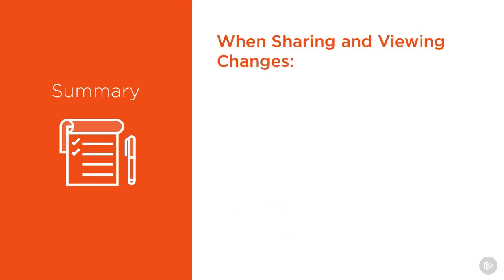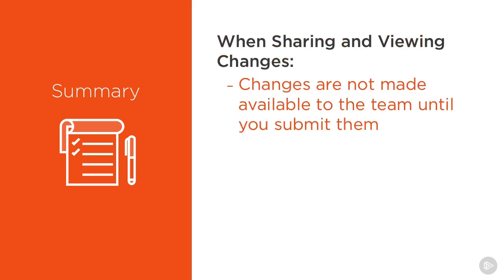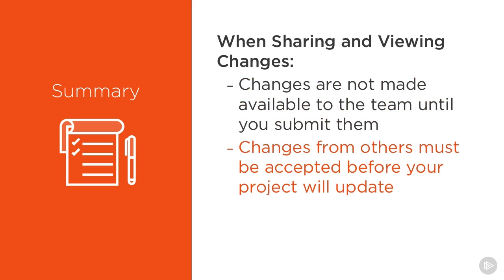When sharing and viewing changes to your projects, changes are not made available to the team until you submit them. So you can make all the changes you wish on your end, and it will not be reflected in the shared project file until you submit the change through the edit menu. And the same goes in the opposite direction. You can't see changes until people send you changes.